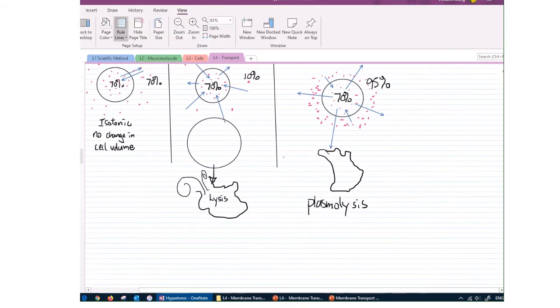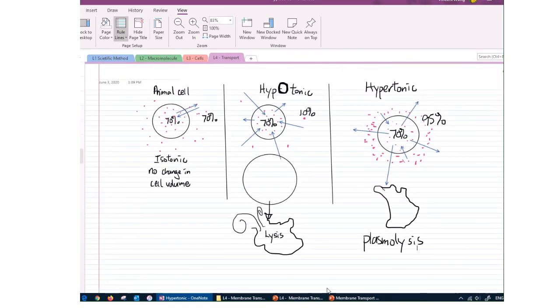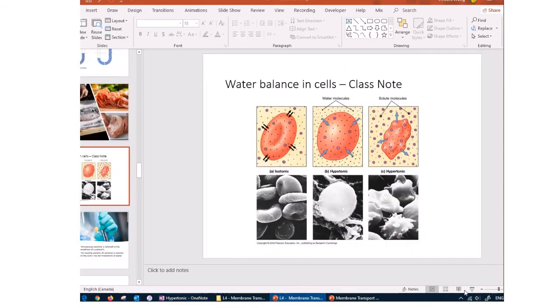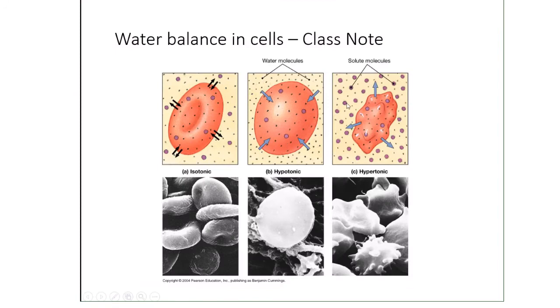Okay, so that's 3 examples of what happens in animal cells. Let me just show you what they look like in the PowerPoint here. You can see in the isotonic environment, the cell is quite happy. This is a red blood cell. The amount of fluid going in and out cancels each other, so the cells don't gain or lose any volume.